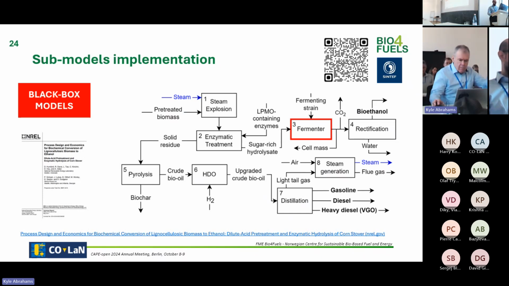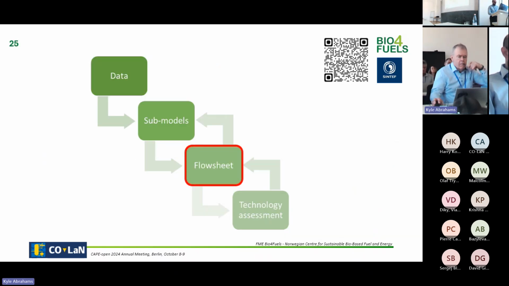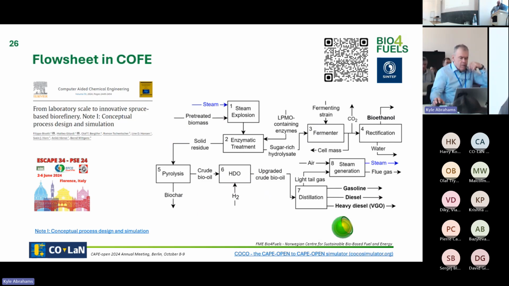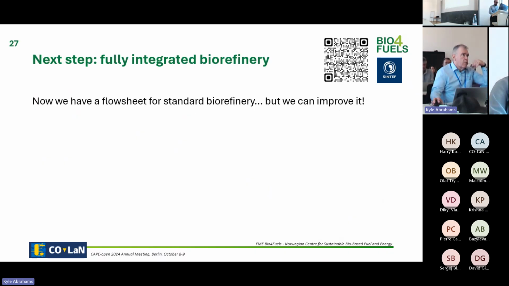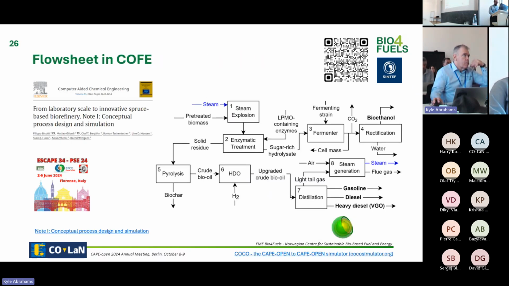So essentially, we relied on the NREL report on the fermentation, which is quite detailed. So we are able to predict, according to the feedstock, so the sugar-rich hydrolysate, what is the yield of the process and the production. Now we have all the sub-blocks, and we can put everything in a flow sheet, and we simulate everything using COFFEE. And this is published in a conference proceeding from the last ESCAPE 34 in Florence.